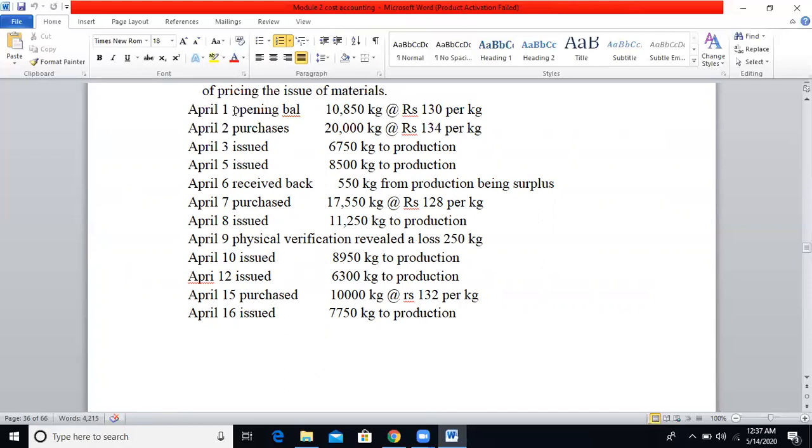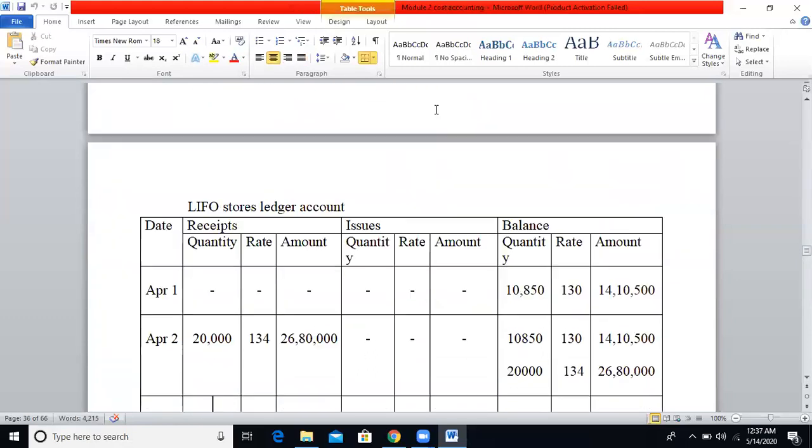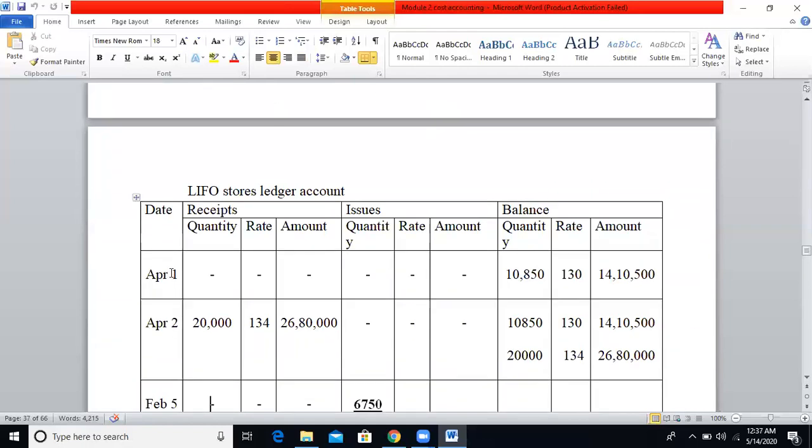First transaction is April 1st. We have an opening balance of 10,850 kg at rupees 130 per kg. So the opening balance or opening stock will be shown in the balance column. The date will be April 1st. In the balance column, the quantity we are having in the previous balances is 10,850 kg at rupees 130. If you multiply 10,850 into 130, you will get 14 lakh 10,500 as the value.